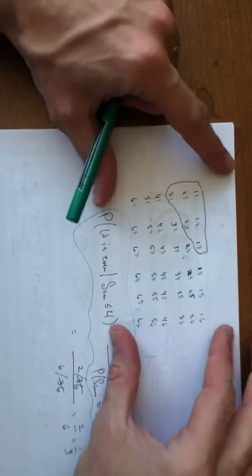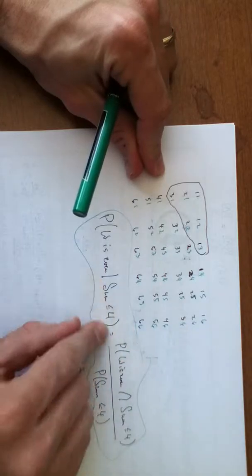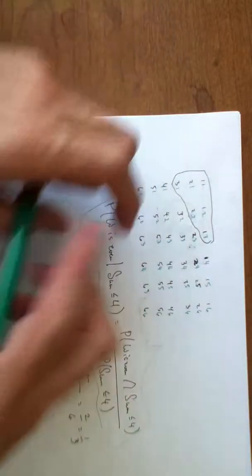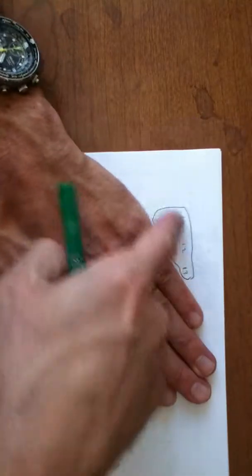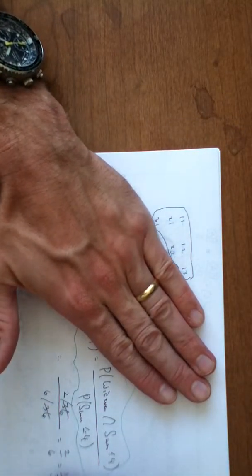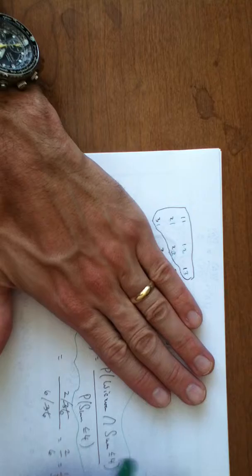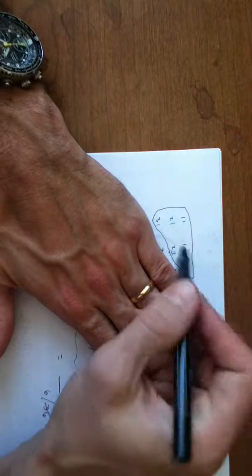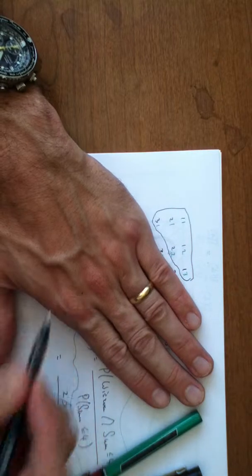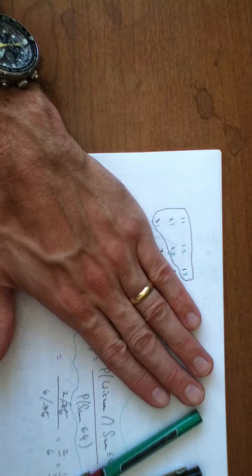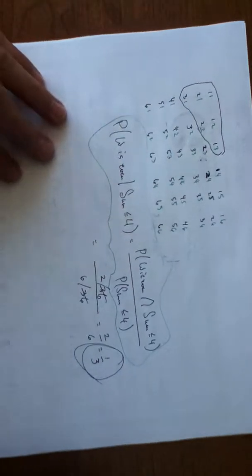See, if you can visualize it like this, given that the sum is less than or equal to 4, now I can throw all this stuff away. Now, here's my new sample space. What is the chance that the white die shows an even number? Hey, look, it's 1, 2 out of 6. Two ways to accomplish that out of 6. The answer is 2/6 or 1/3. Okay? Fantastic. Good job.